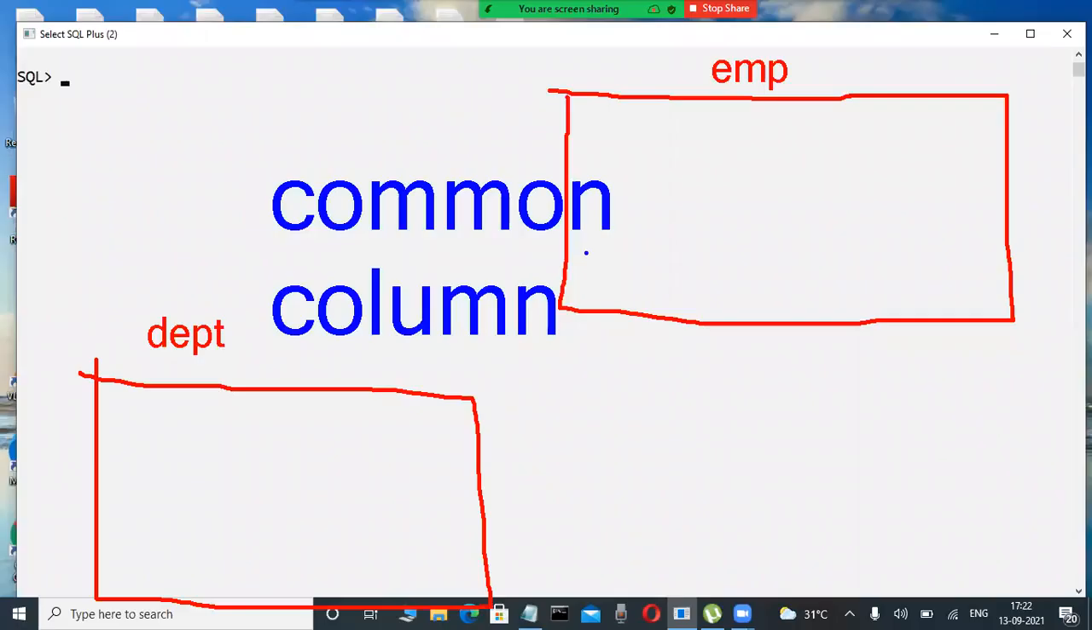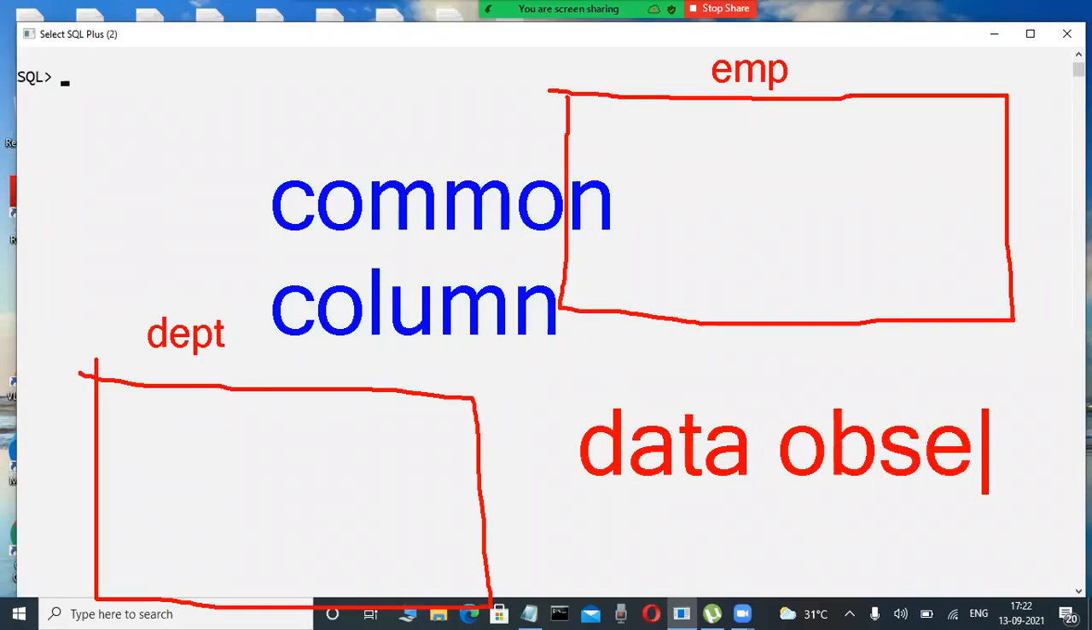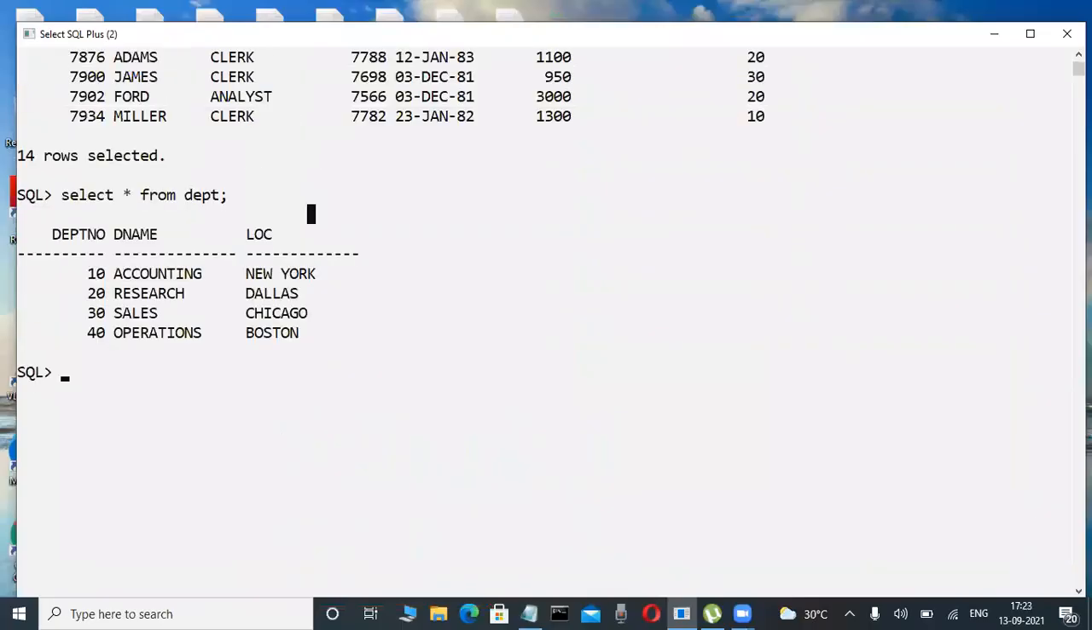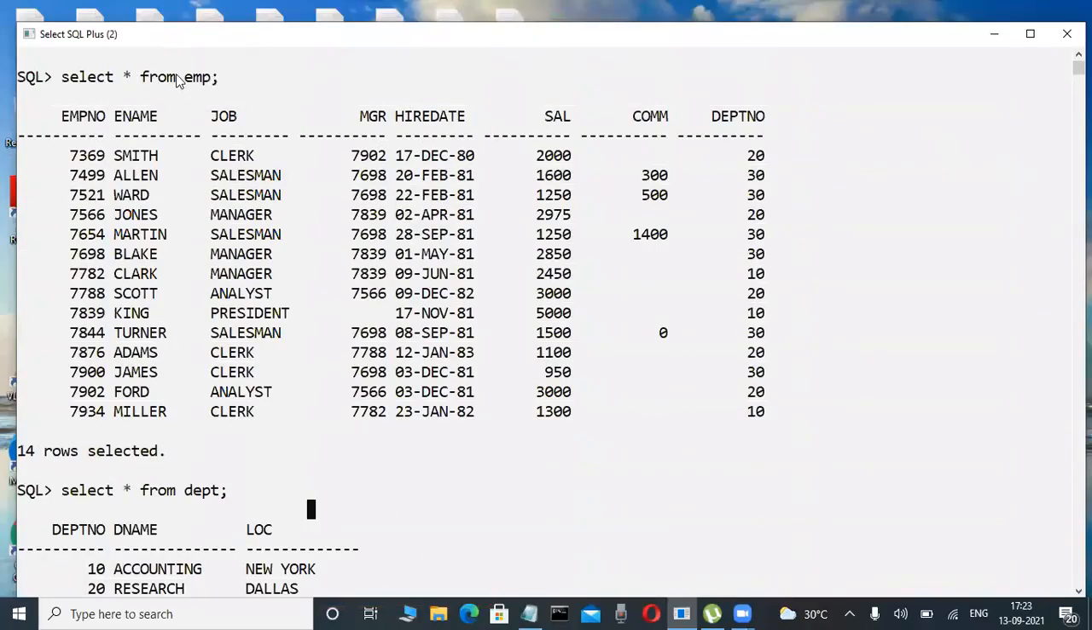If you are a good professional, observe which common column is there, and observe that common column's data. There's a rule. We are observing only the data in the common column. Based on that, you can tell which is the master and which is the child. Now slowly observe the EMP and DEPT tables here.